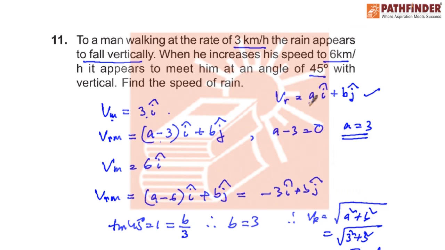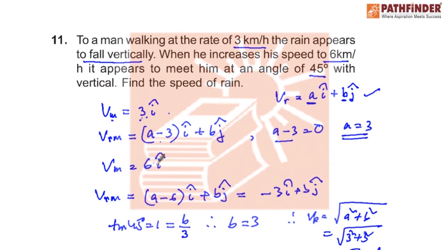The first case, that a man is walking at a velocity of 3 and the rain is falling vertically. So the man has a velocity of a and the rain has a velocity of b. In the first case, the velocity of the man is 3i, and the velocity of the rain with respect to the man is (a minus 3)i plus bj. Now as the rain falls vertically, we have a minus 3 equal to 0, so a is equal to 3.